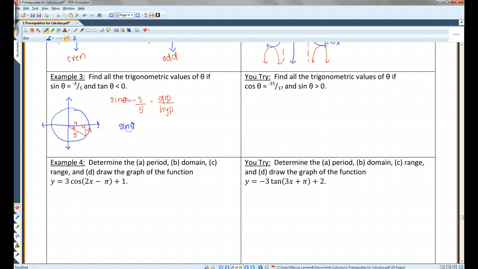So, sine of theta we already know is negative 3 over 5. Cosine of theta, 4 over 5. Tangent of theta, negative 3. Let me erase this, start over. Looks too messy.